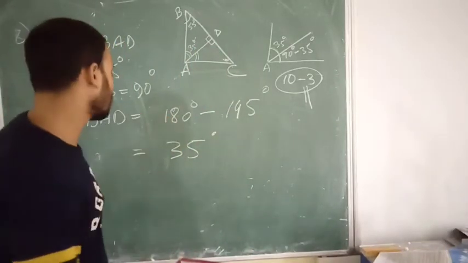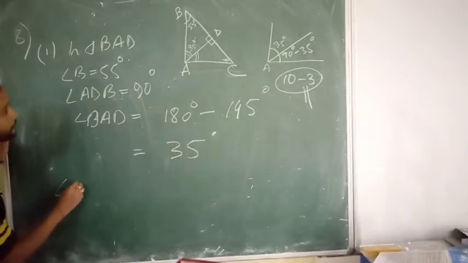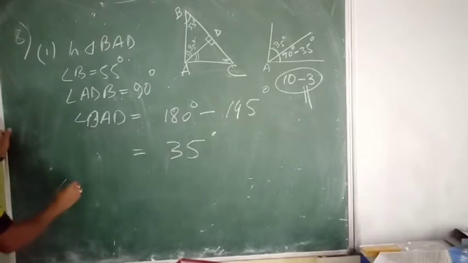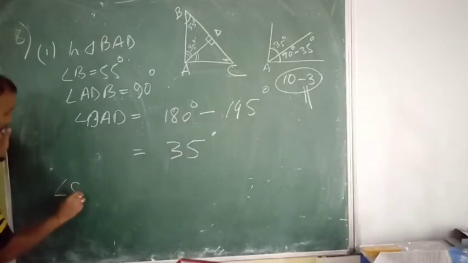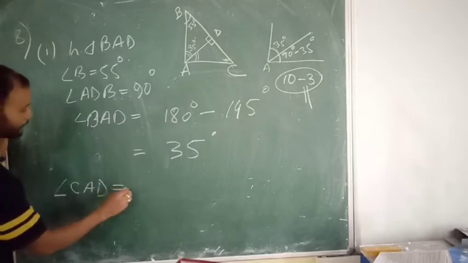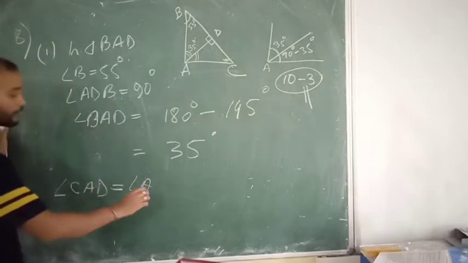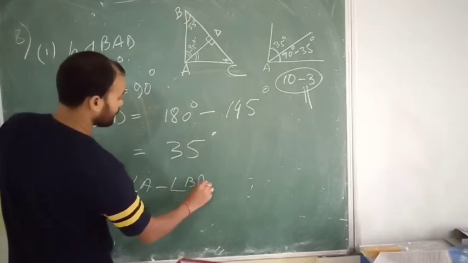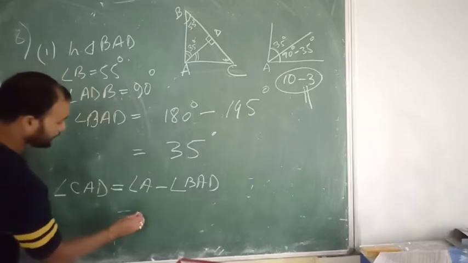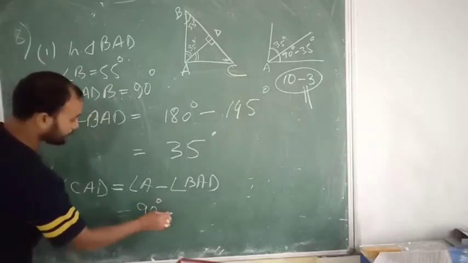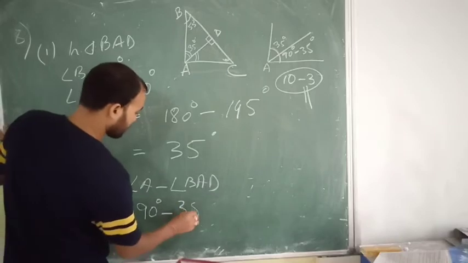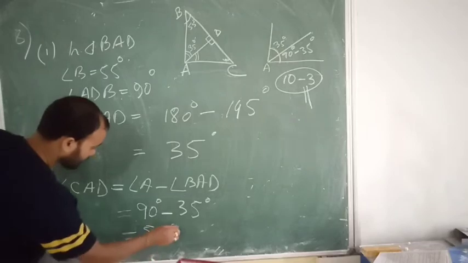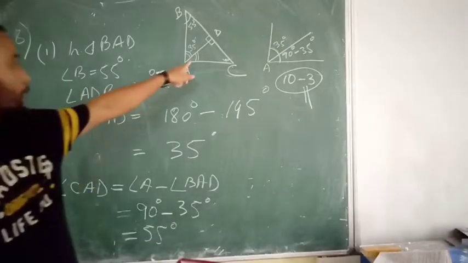Similarly, we can do another one. Which angle is it? CAD. Yes, angle CAD. CAD is the entire angle A minus angle BAD. That is 90 degrees, since it is a right angle, minus how much? 35 degrees. Okay, it will be 55 degrees. Fine. See, this is 55 now.